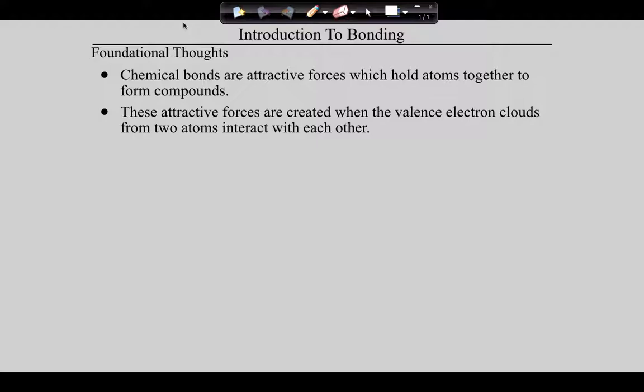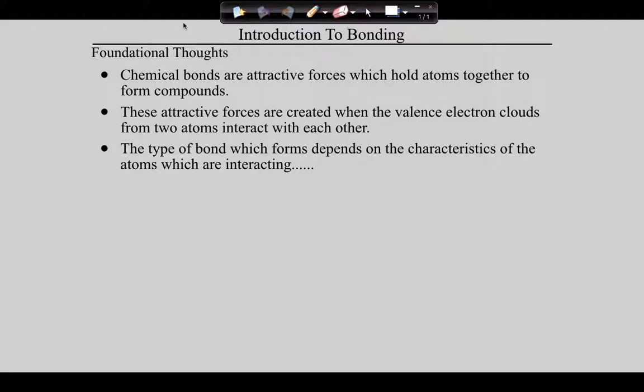You ready to go? Okay, so guys, don't write this down. Just trust me, it's conversational. So the idea is this. There are different types of bonds that can be formed, and the type of bond that forms depends upon the characteristics of the atoms. We know that there are two different kinds of atoms: metals and nonmetals. So this is the conversation we're going to have.